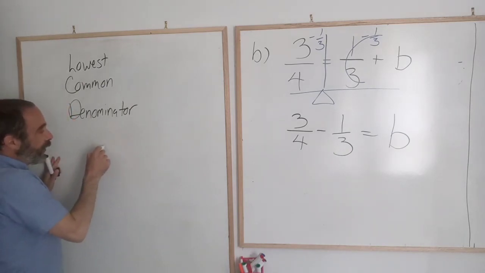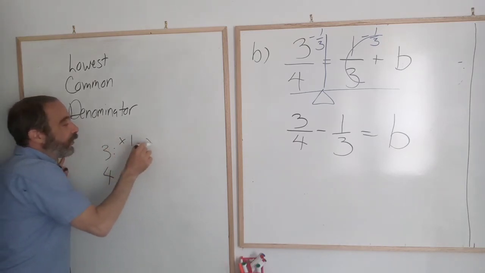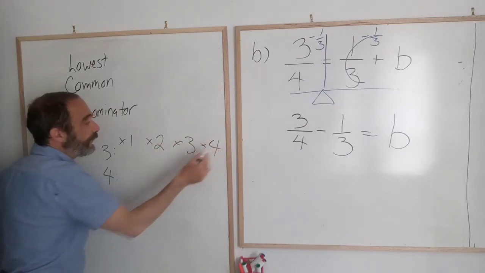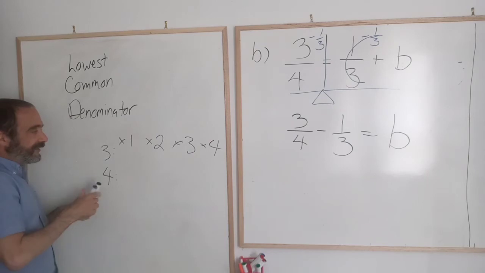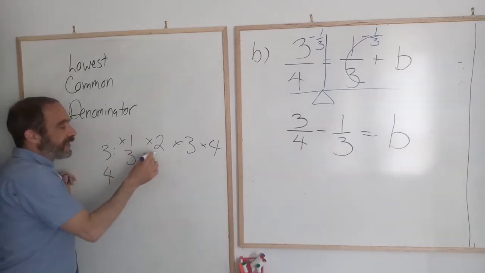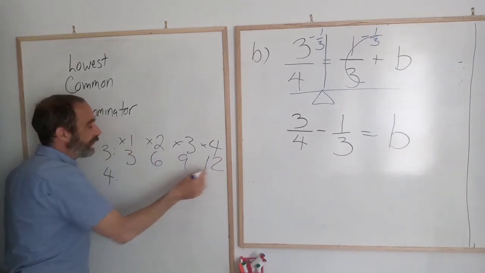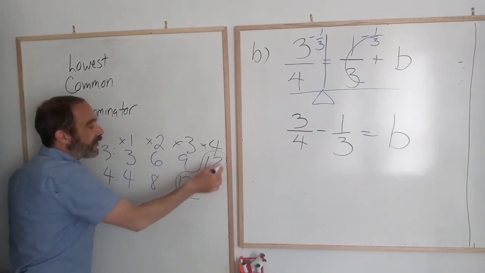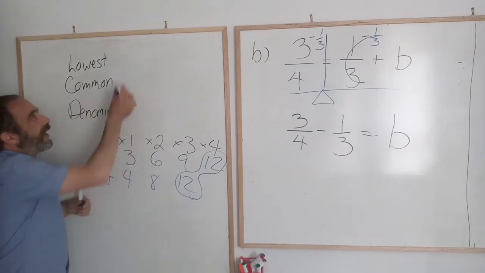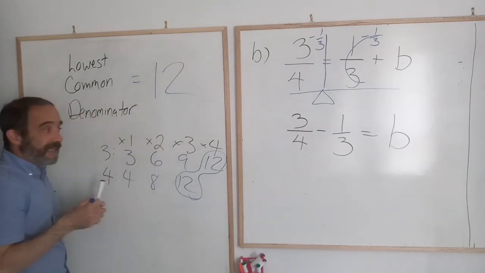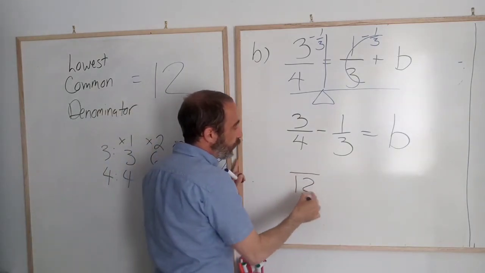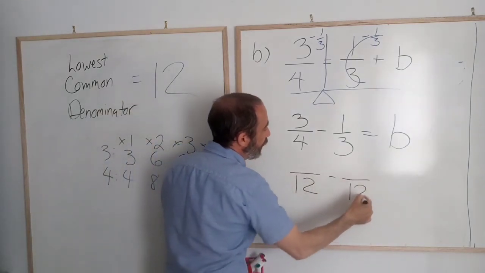So I showed you several methods for doing this, but one was just to find the least common multiple for those two numbers. So, 3 times 1 is 3, 6, 9, 12. 4 times 1 is 4, 8, 12, right? So there you go. That's the least common multiple, and that makes it the lowest common denominator. Okay? So I need to be expressing both of these over 12, something over 12 minus something over 12. That gave us b.